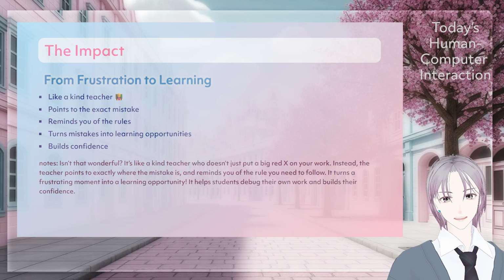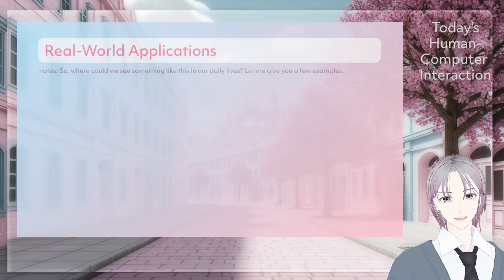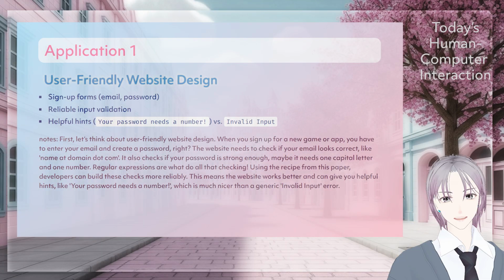Isn't that wonderful? It's like a kind teacher who doesn't just put a big red X on your work. Instead, the teacher points to exactly where the mistake is and reminds you of the rule you need to follow. It turns a frustrating moment into a learning opportunity. It helps students debug their own work and builds their confidence. So what could we see something like this in our daily lives? Let me give you a few examples.